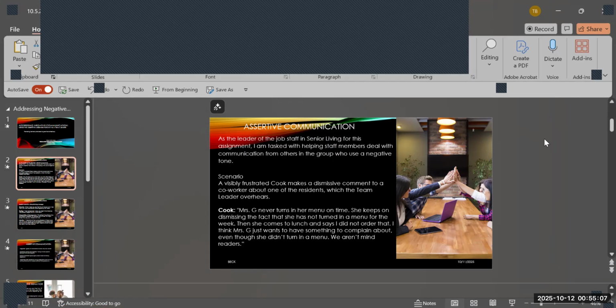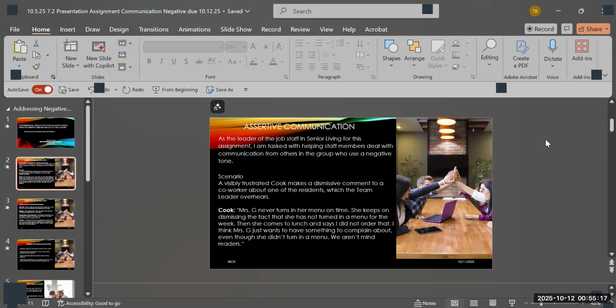Assertive communication. As a leader of the job staff and senior living, for this assignment, I was tasked with helping staff members deal with communication from others in the group who used a negative tone. So the scenario for this was a visibly frustrated cook makes a dismissive comment to a coworker about one of the residents, which the team leader overhears.